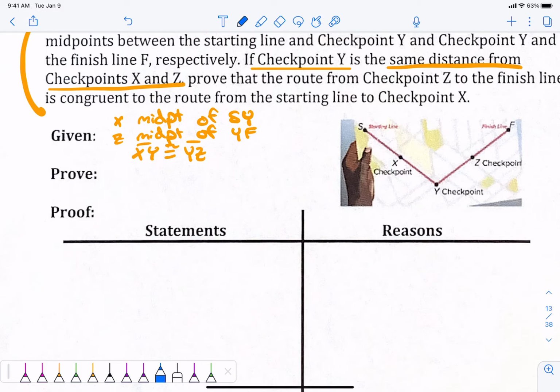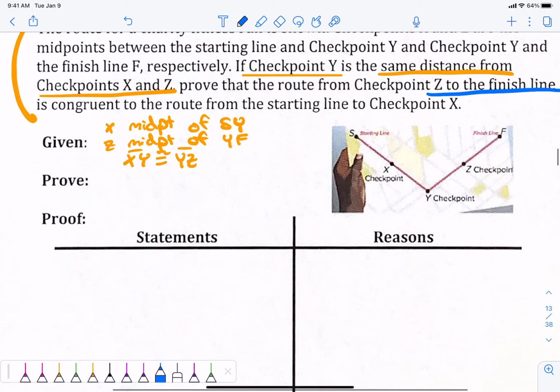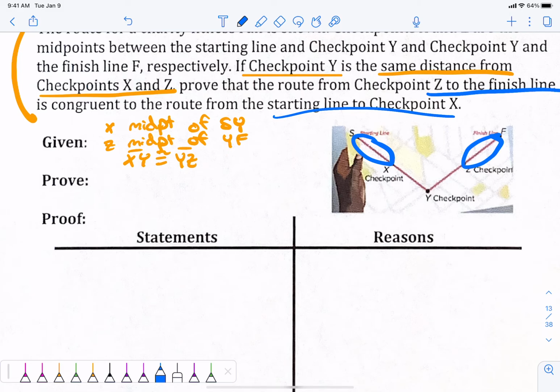Now, what we're trying to prove is that checkpoint Z to the finish line is the same as the starting line to checkpoint X. So we're trying to say that this is the same as this. That's what they're asking us to prove. So we're trying to prove that SX is congruent to ZF. Those are the things we're trying to prove. So we just have to talk through that and write all that stuff down.